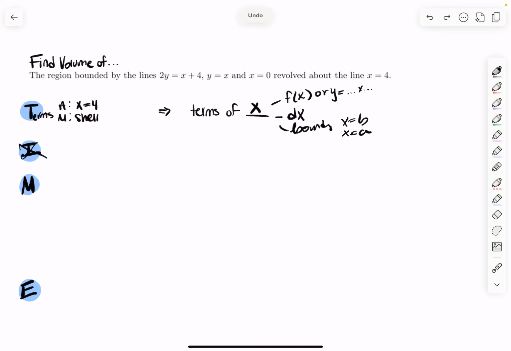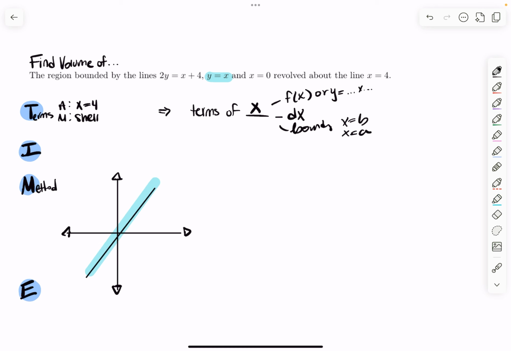Now we skip this step and we move on to this step, which is the method. Here we will confirm if this is the easiest method to do by graphing it and seeing if we see a split integral or not. Y is equal to x is super easy. It's just a line. If you ever forget, you can just do an x and y table. X equals 0 is right here.